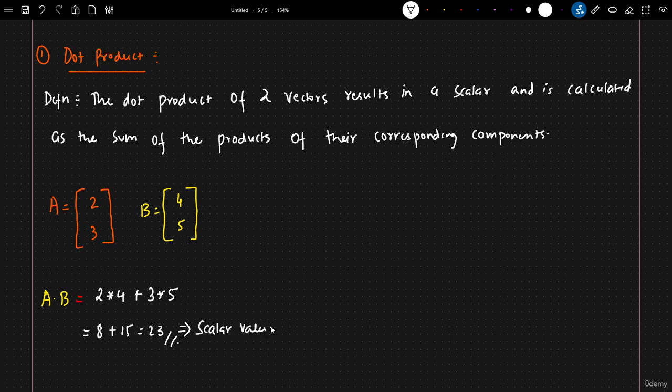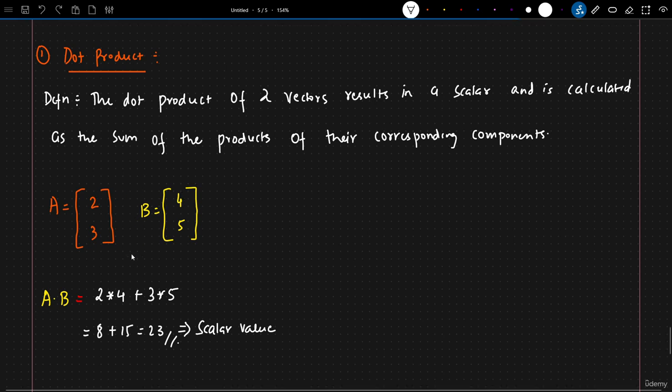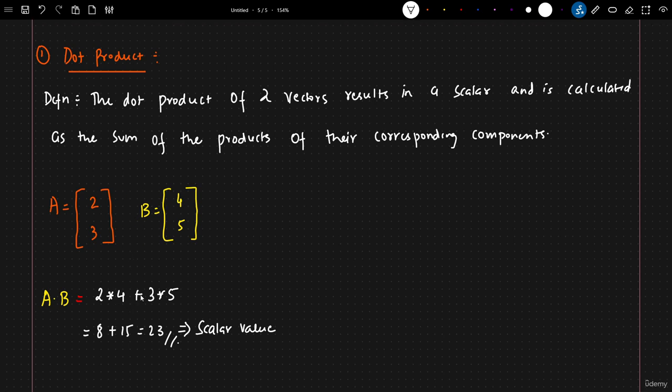And this is what the definition talks about: the dot product of two vectors results in a scalar and is calculated as a sum of the products of the corresponding components. So we basically take each of these components with respect to the coordinate, multiply them, and then add them.